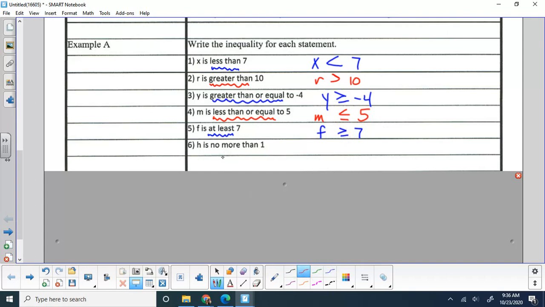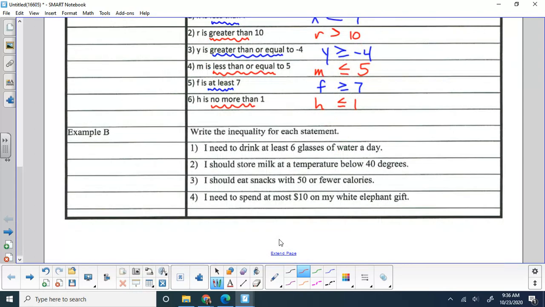Last one we'll do together. H is no more than 1. So no more than tells us that it could equal 1, but it can't be more than it. So it has to be less than or equal to 1. I find it's really helpful to underline or circle or just make the words that you're considering really big and bold in your brain so that you can process them.